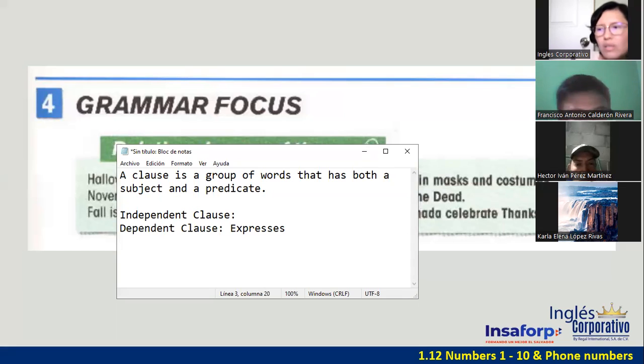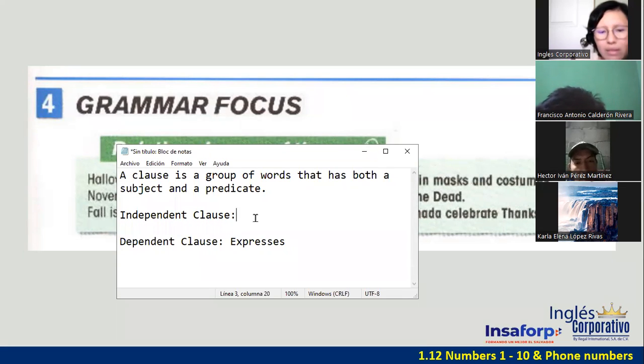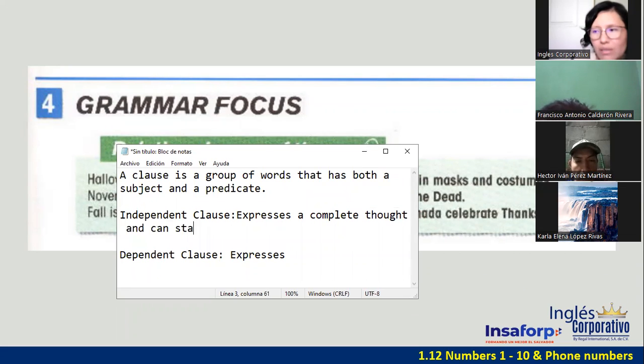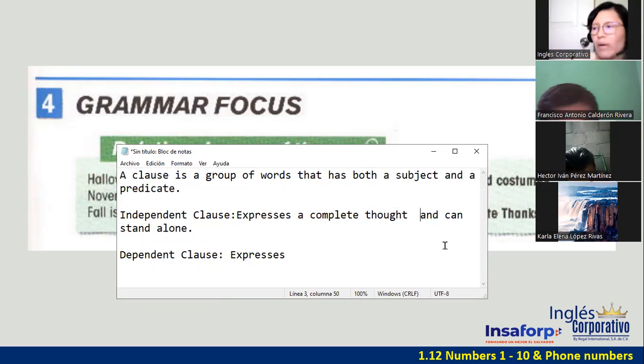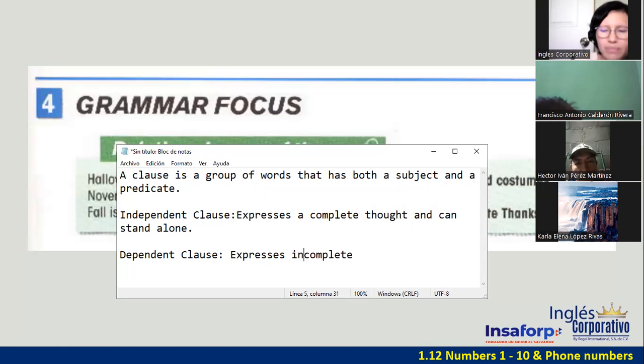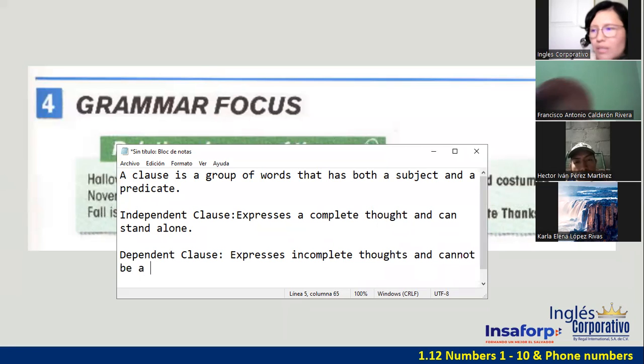Vaya. Entonces, independent clause is like this. The independent clause es la independiente y esta sí, this one expresses, right, a complete thought, expresa un pensamiento completo, and it can stand on its own, ¿verdad? And can stand alone. O sea, puede por sí sola escribirse. No necesita que lleve a algo más. Ya van a ver los ejemplos. Con la dependent clause es diferente. Expresses incomplete, ¿verdad? Pensamientos o ideas incompletas, ¿verdad? Incomplete thoughts. Okay, incomplete thoughts. And cannot, ¿verdad? Be a sentence by itself. No puede ser una oración por sí misma.